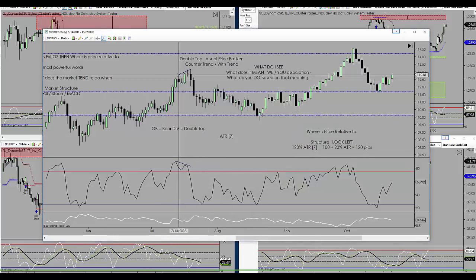So here, what do I see? I see an extreme reading on the RSI. What do I do based on that meaning? I start to look for a swing high or a double top. If when the double top hits on the right side, I have bearish divergence, now I start to look for an entry. If I'm aggressive, I just sell at market. If I'm more conservative, I wait for some type of a price action signal.